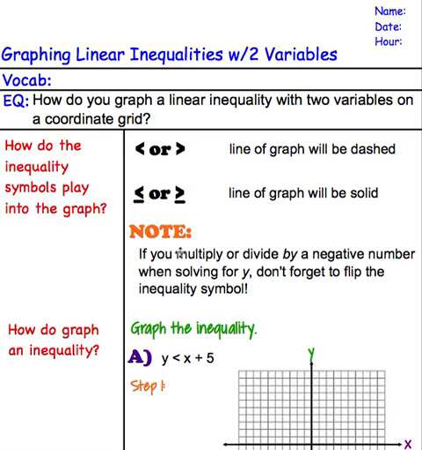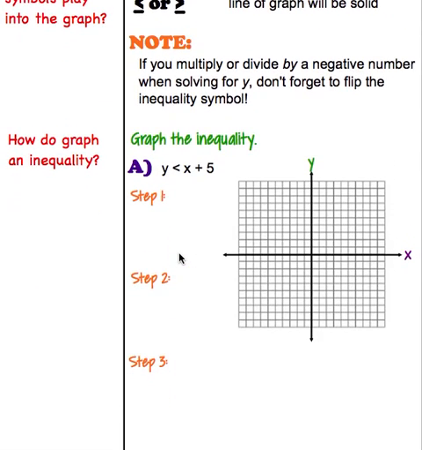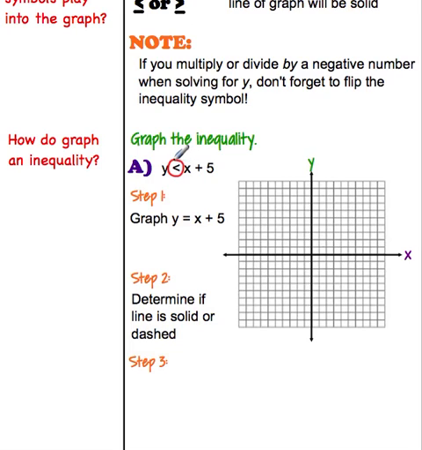So if we take a look at this first example, we have y is less than x plus 5. Our first step is going to be to graph y equals x plus 5, but we have to make sure we determine if the line is solid or dashed. In our particular situation here, I see that we have y is less than. So that means it's going to be a dashed line.